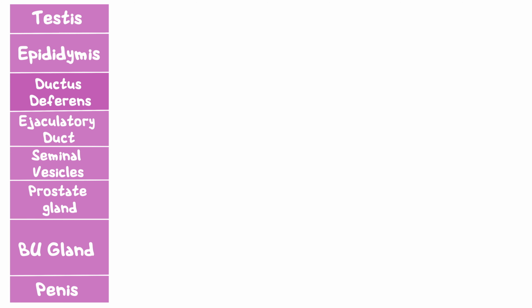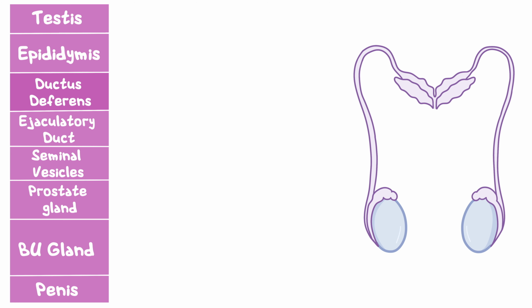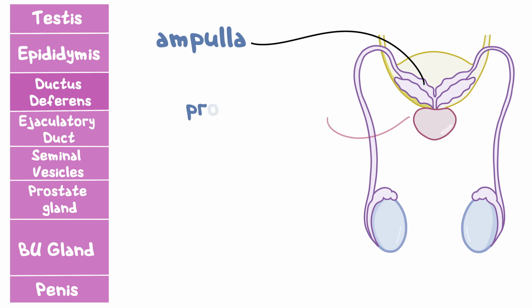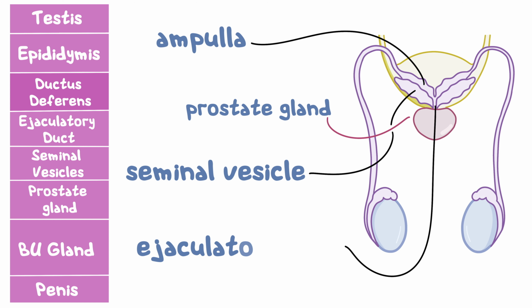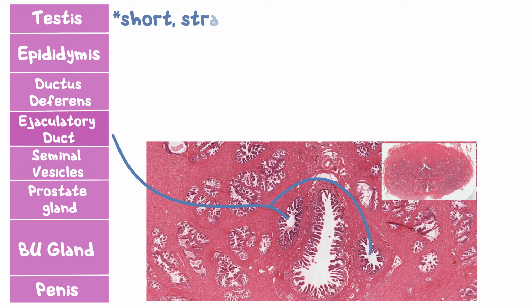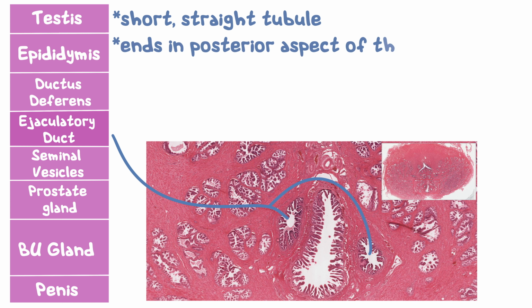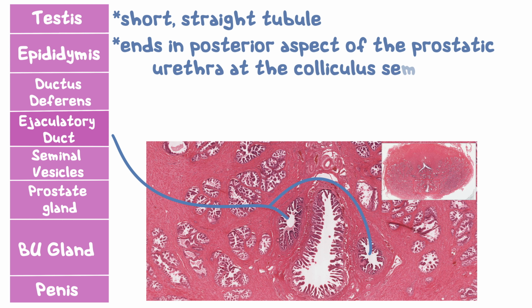The dilated terminus of each ductus deferens has a highly folded thickened epithelium. As the ampulla approaches the prostate gland, it is joined by the seminal vesicle. The continuation of the junction of the ampulla with the seminal vesicle is called the ejaculatory duct. Each ejaculatory duct is a short straight tubule that enters the substance of and is surrounded by the prostate gland. The ejaculatory duct ends as it pierces the posterior aspect of the prostatic urethra at the colliculus seminalis.